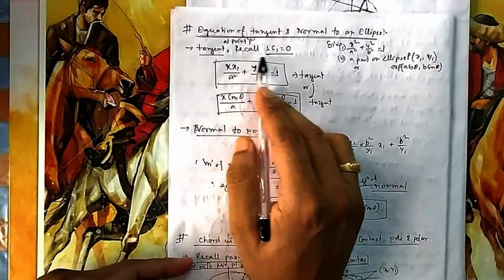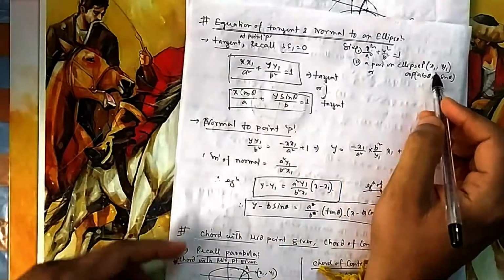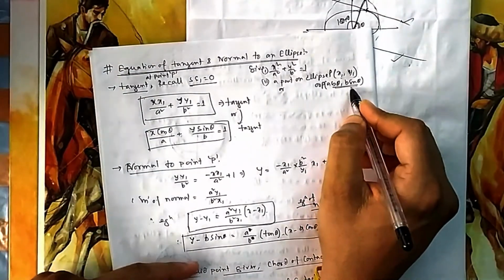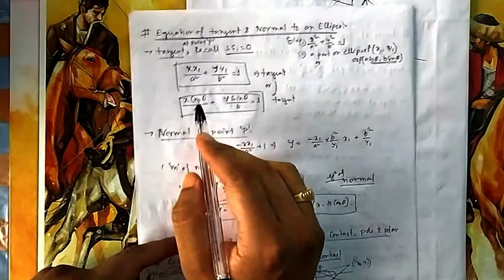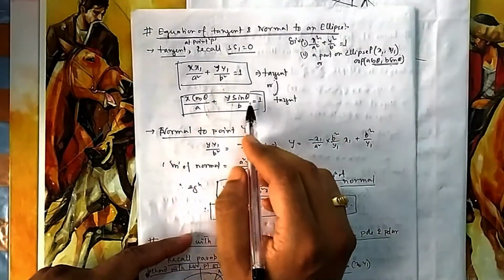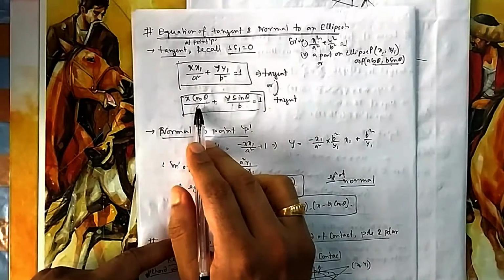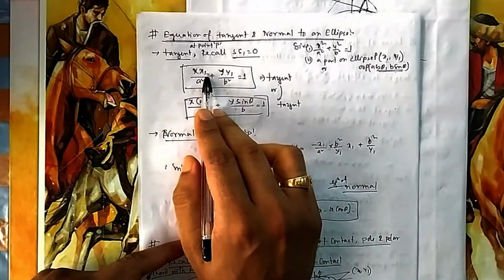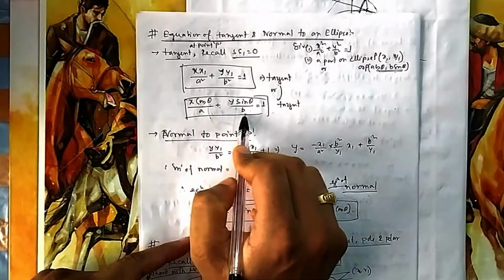If the point is given as x1, y1, it can also be given in parametric form, a cos theta, b sin theta. If it is given in parametric form, then instead of x1 you will write a cos theta, and instead of y1, b sin theta, and a and a square get cancelled. That's why it becomes a. Otherwise it is the same as S1 only. So if you put a cos theta, b sin theta, a will get cancelled.